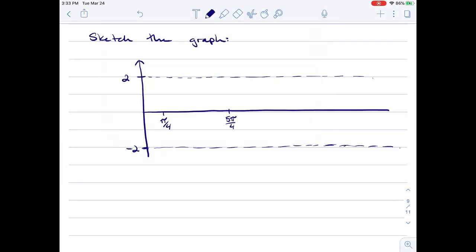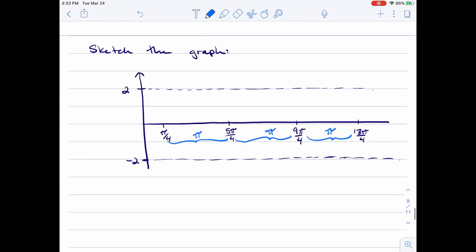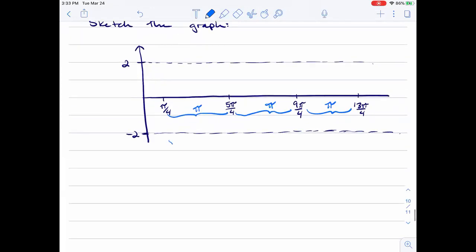Somewhere here. If I move out another pi, that should put me at 9 pi over 4. If I move out another pi, that puts me at 13 pi over 4, and so on and so forth. And so here, each of these distances are pi. Which I also happen to know is my period, right? If I've moved 3 pi, that's the period.